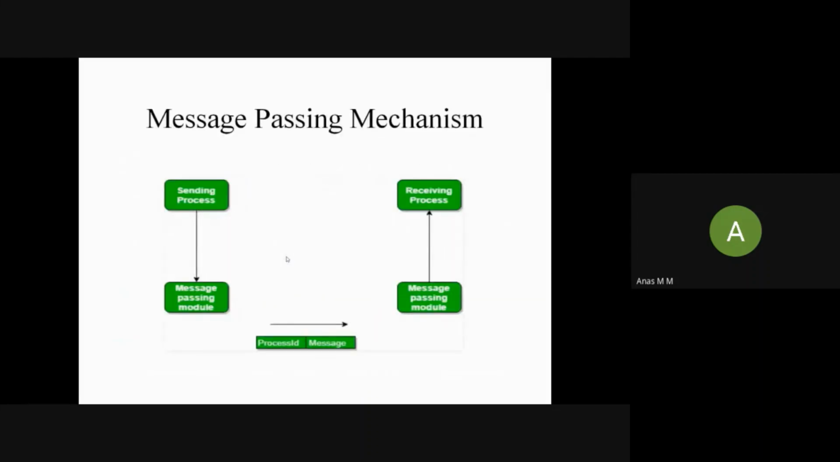The second mechanism is the message passing mechanism. In the message passing mechanism, we are communicating between processes using messages. So in this block diagram, suppose this process is communicating with this process, then through a message passing module, it is sending a message, and there is a channel here or a link. Through that link, this message reaches the receiving process. So before going to the concepts of the message passing mechanism, we will just go through the terminologies.